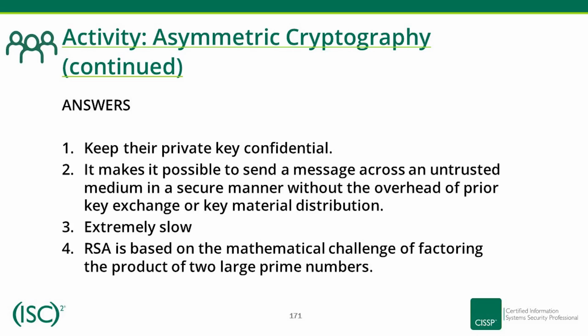Activity, asymmetric cryptography, continued. Answers. 1. Keep their private key confidential. 2. It makes it possible to send a message across an untrusted medium in a secure manner without the overhead of prior key exchange or key material distribution. 3. Extremely slow. 4. RSA is based on the mathematical challenge of factoring the product of two large prime numbers.